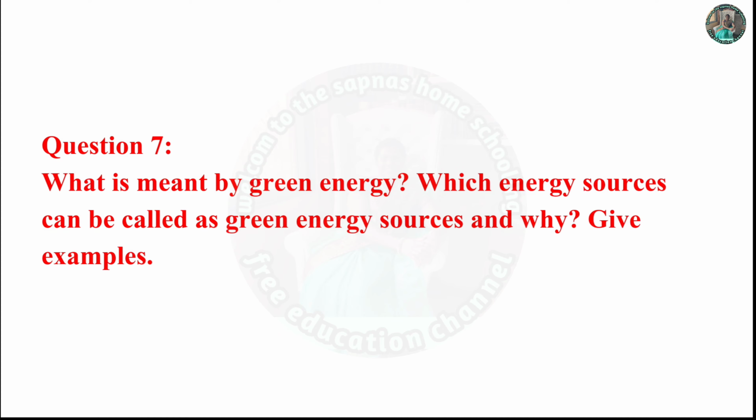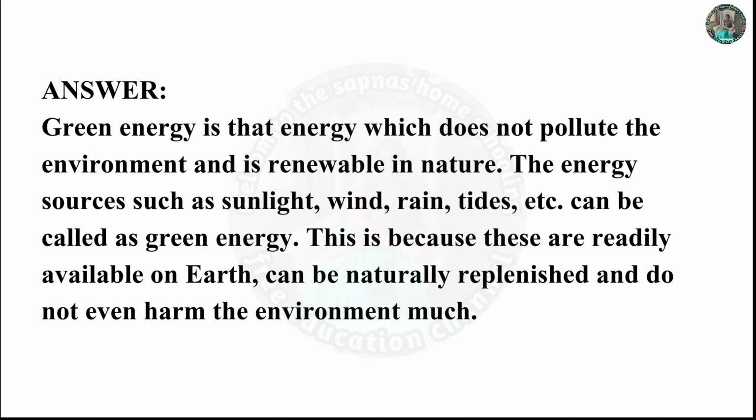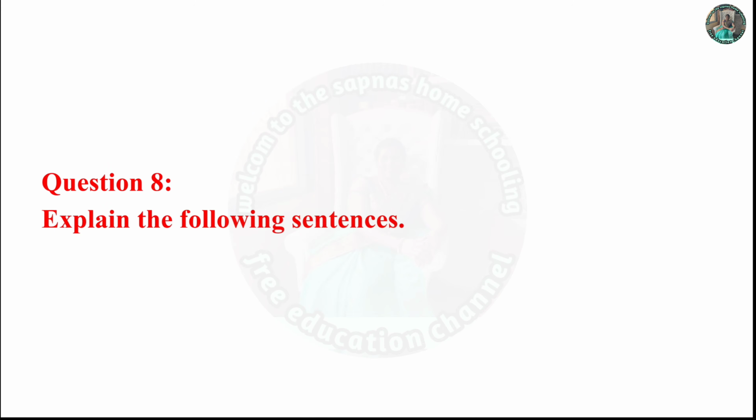Question 7. What is meant by green energy? Which energy source can be called as green energy source and why? Give examples. Answer: green energy is that energy which does not pollute the environment and is renewable in nature. The energy sources such as sunlight, wind, rain, tides, etc. can be called as green energy. This is because these are readily available on earth, can be naturally replenished, and do not even harm the environment much. Question 8. Explain the following sentence.